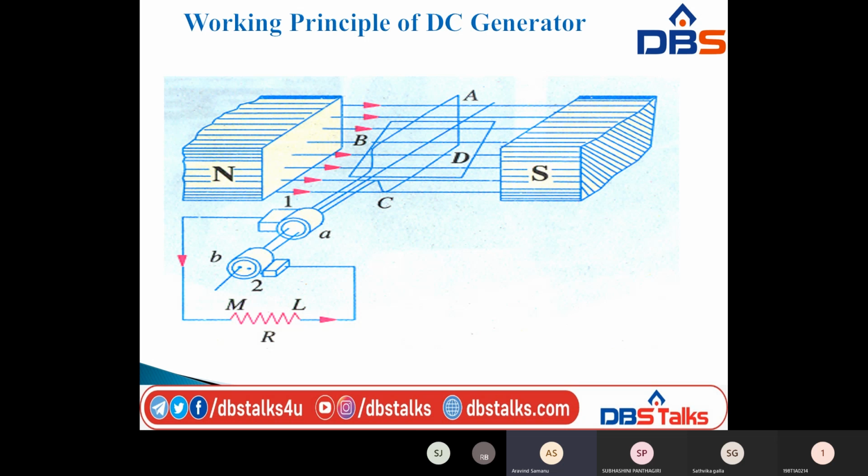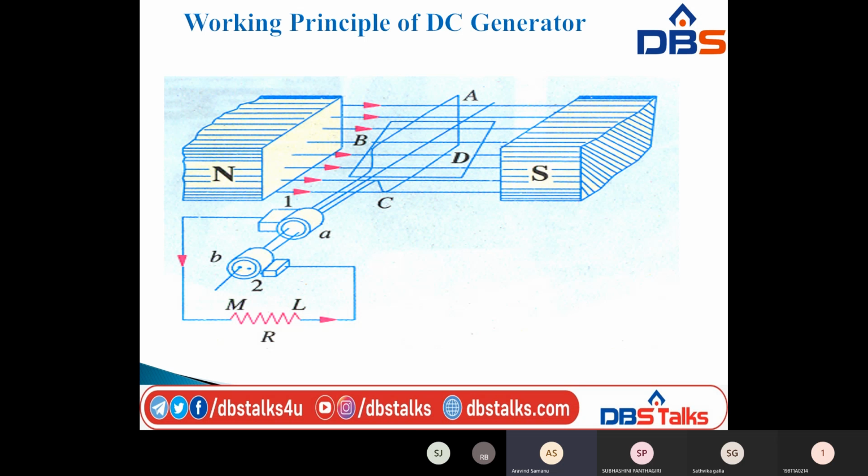These horizontal lines are the magnetic flux lines. Whenever the conductor is placed between the two poles, a magnetic field is produced. If the conductor is moved, the magnetic flux lines are cut.